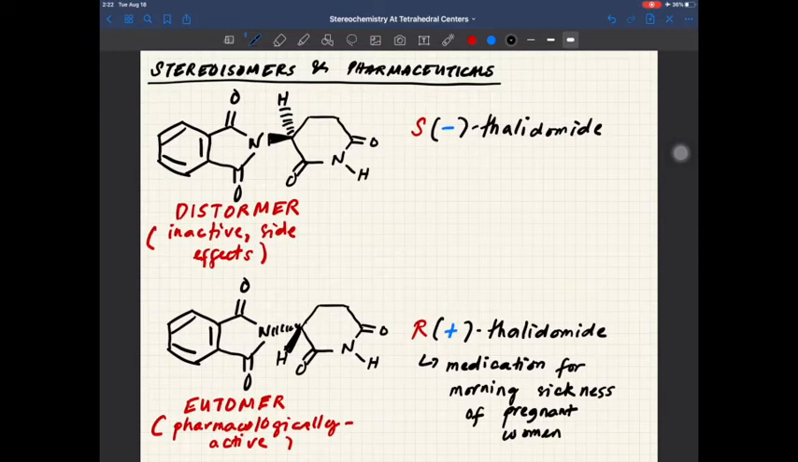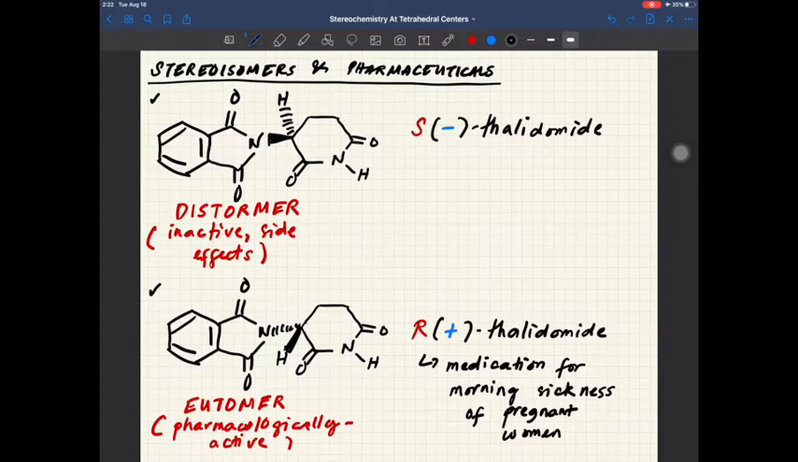Another example is the following molecule called thalidomide. These compounds are designated as S-minus thalidomide and the other one is R-plus thalidomide. Thalidomide has been a very controversial compound because it was marketed by a pharmaceutical company in Europe in the 1970s, which led to a very great disaster. Thalidomide, particularly R-plus thalidomide, was marketed as a medication for morning sickness of pregnant women.